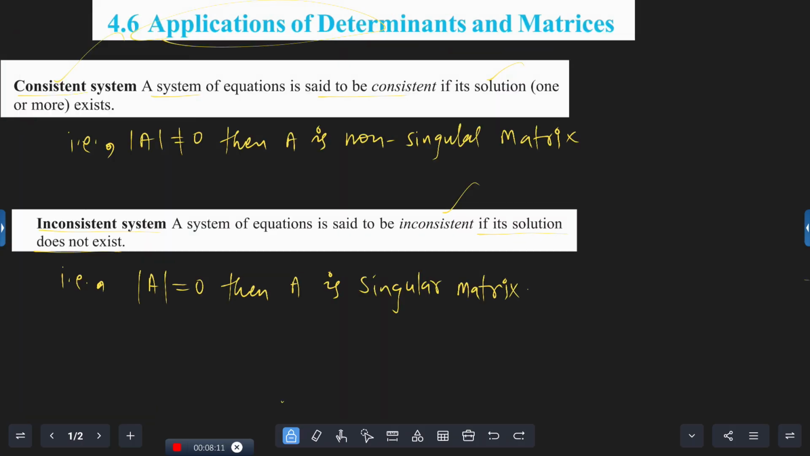What, my dear? Determinant of A should be not equal to 0. Why? The formula is A inverse is equal to 1 by determinant of A into adjoint of A. This formula I'm going to use. So this is the formula for the matrix method. First we should find the inverse, then only we can solve. Why sir, should we find the inverse? Shall we go one by one?